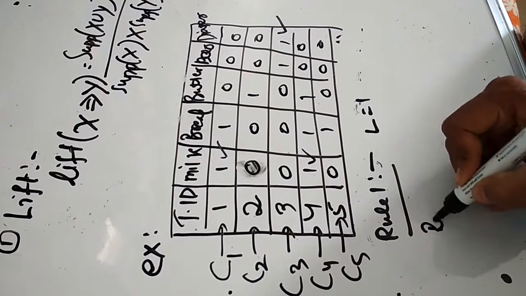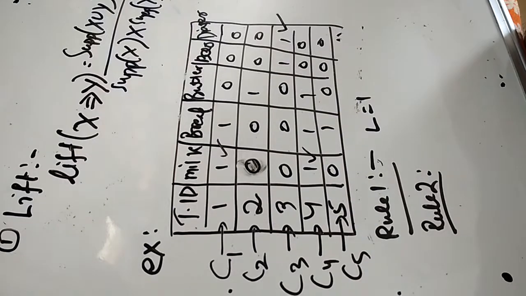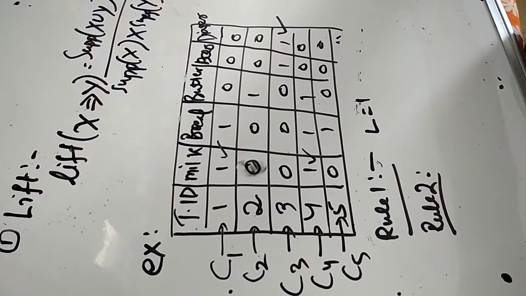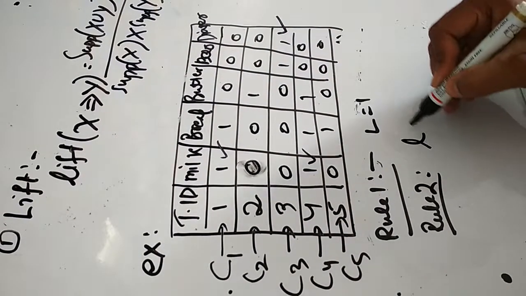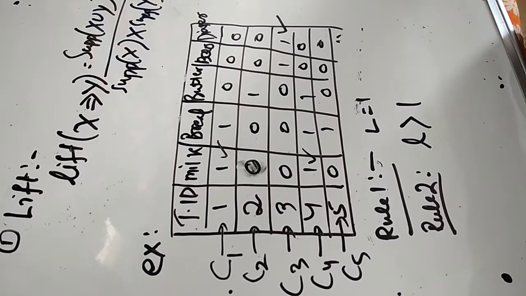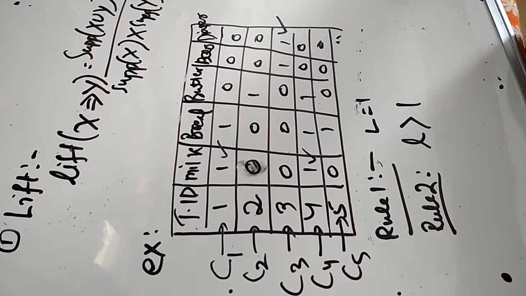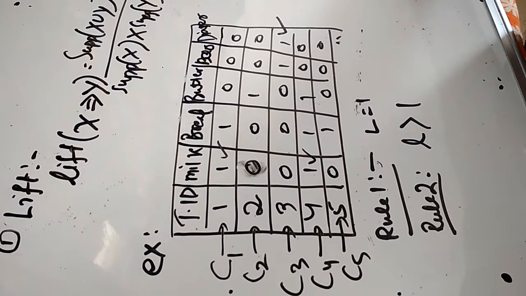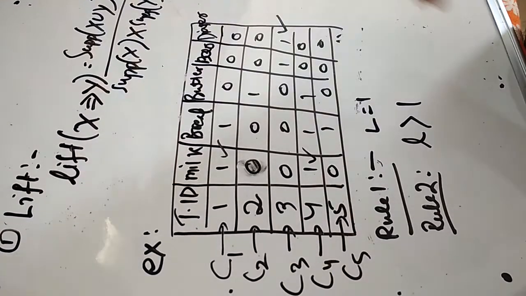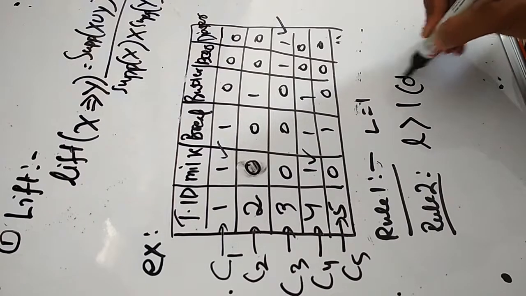Then what does rule 2 say? If lift has a value L greater than 1, that lets us know the degree to which those two occurrences are dependent on one another, and makes those rules potentially useful for predicting the consequent in future data sets. So this depends on the degree of dependency. Rule 2 says the degree of dependency.